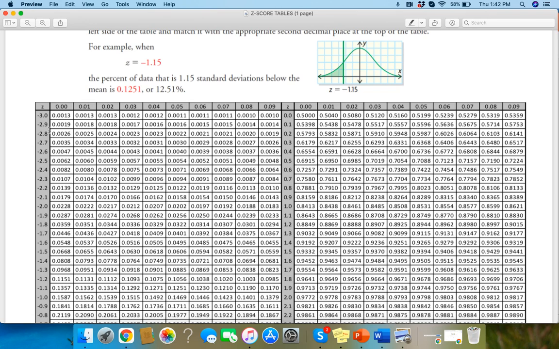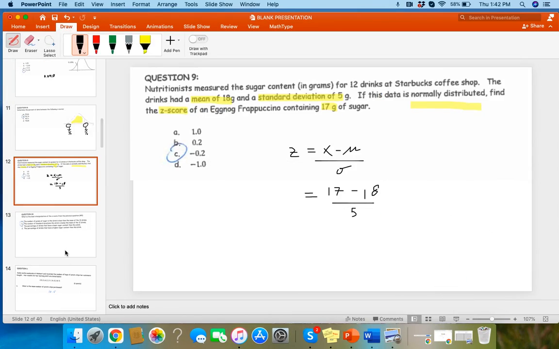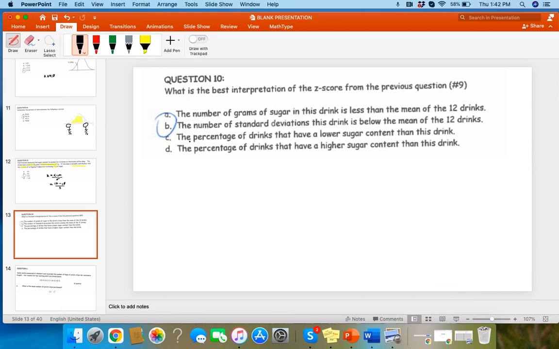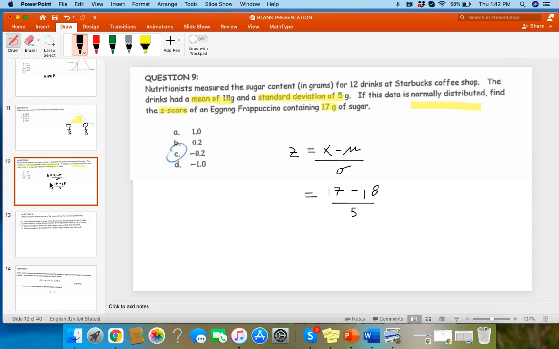And then the z-score table gives you the probabilities or the percentages of the data to the left of the z-score. So when you look at the question that they gave you, how do we interpret what we just found? We found a z-score. How do we interpret it? Well, it is the number of standard deviations this drink is below the mean of the 12 drinks that they started with. So it's 0.2 standard deviations below the mean.